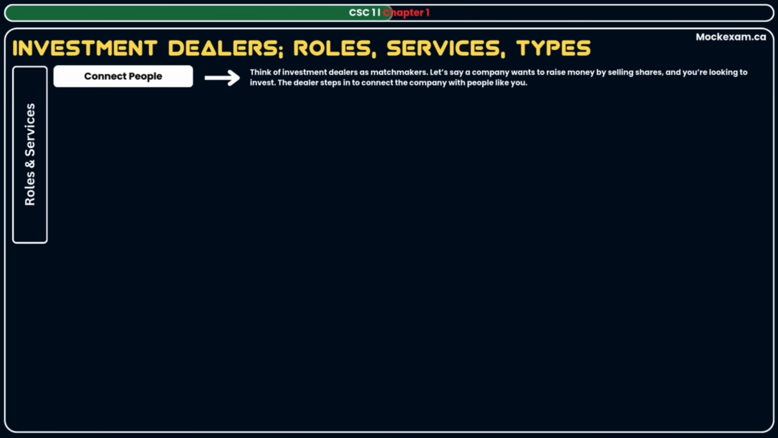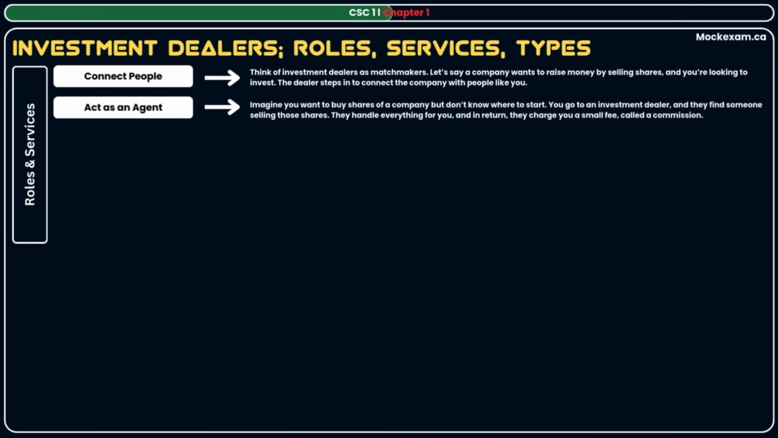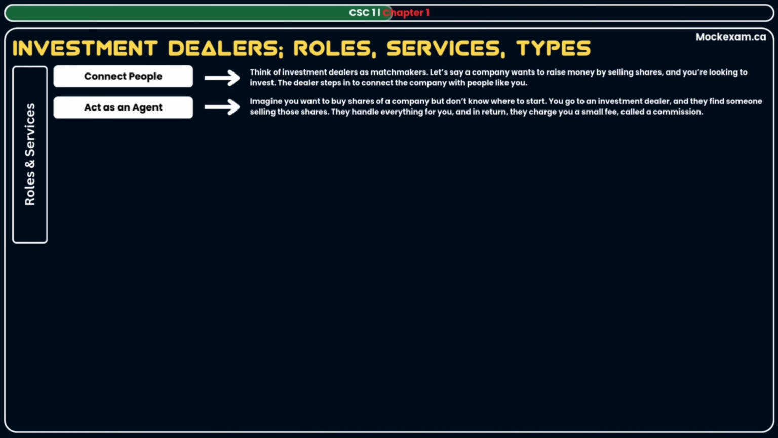Service and role number two, acting as agents or representatives. Imagine you want to buy shares of a company, but don't know where to start. You go to an investment dealer and they find someone selling those shares. They handle everything for you, and in return, they charge you a small fee. It's not small anymore, but a small fee called a commission. Here, the dealer is like your personal shopper. They don't own the shares, but help you buy them.